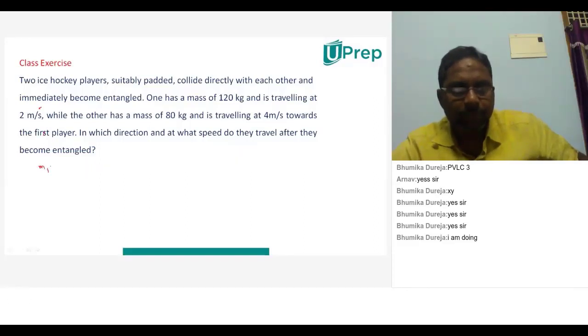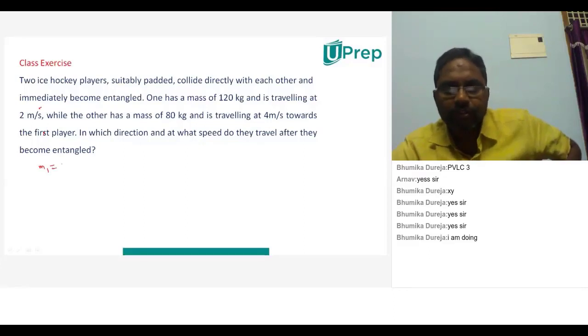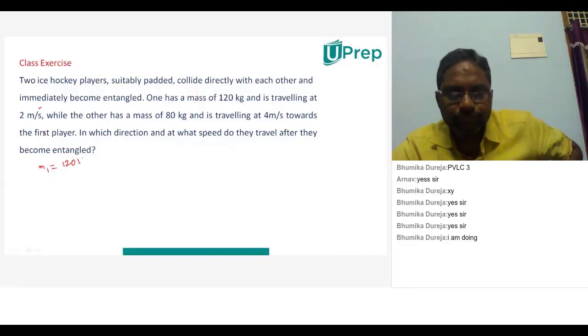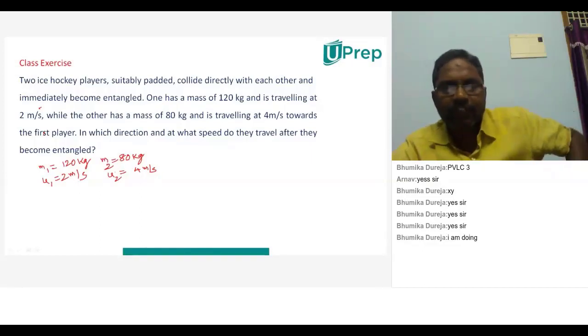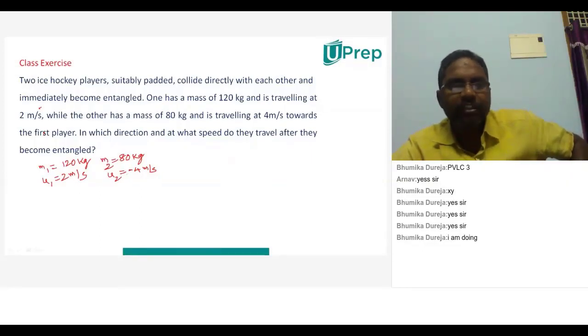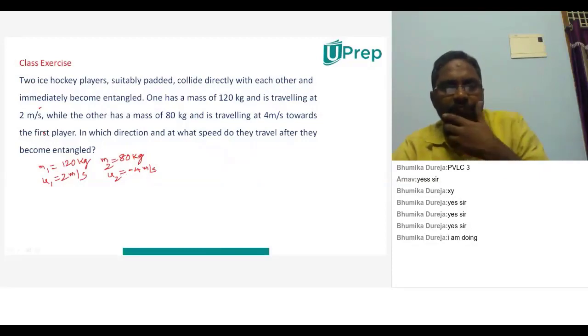Now, first hockey player mass will be 120 kg, and he is initially moving with 2 meter per second. The mass of the second person is 80 kg, and he is traveling initially with 4 meter per second towards the first player. If we take the first player's velocity as plus, then definitely the second player's velocity will be minus. Why? Because both are coming opposite to each other.